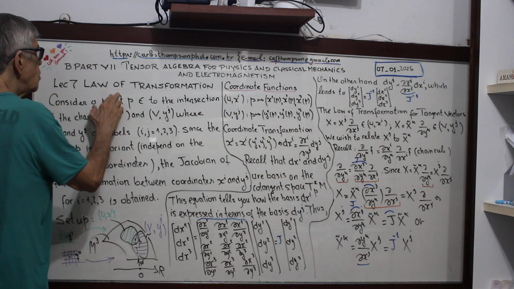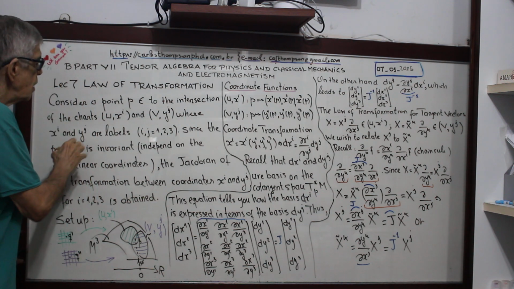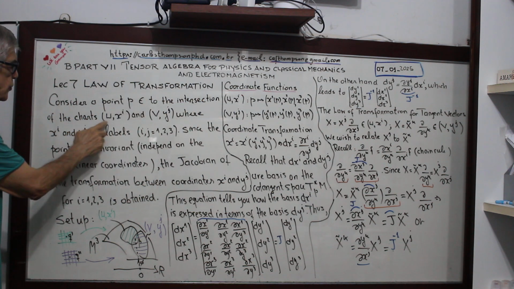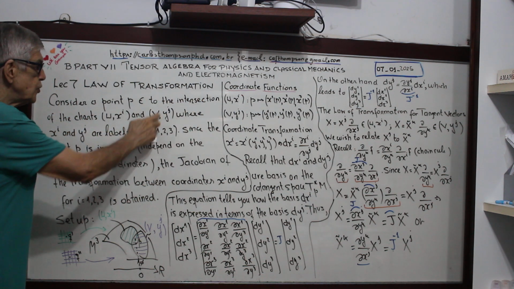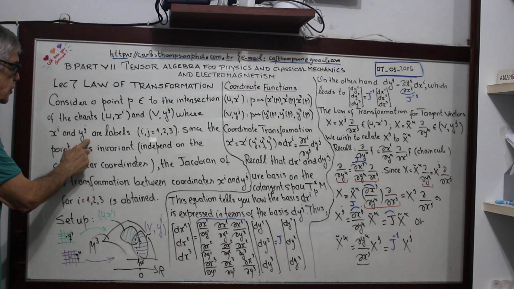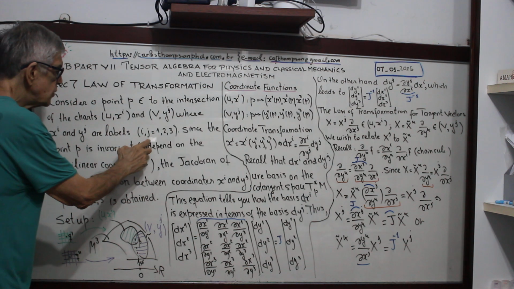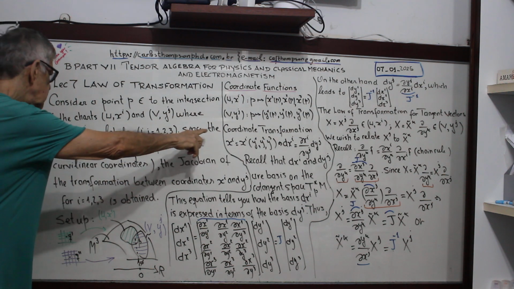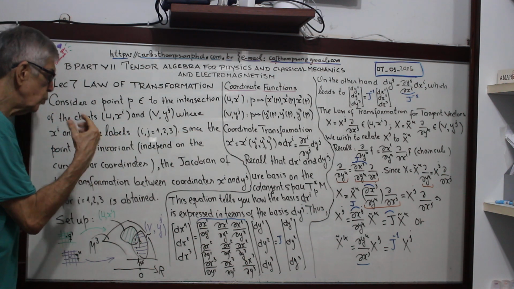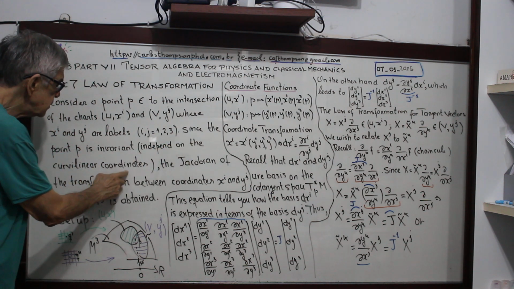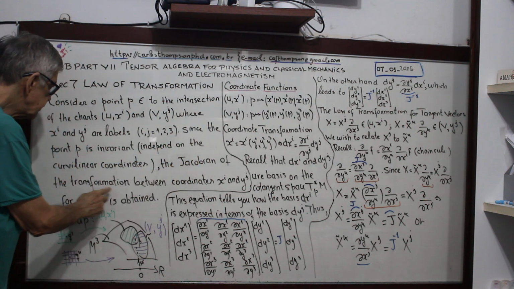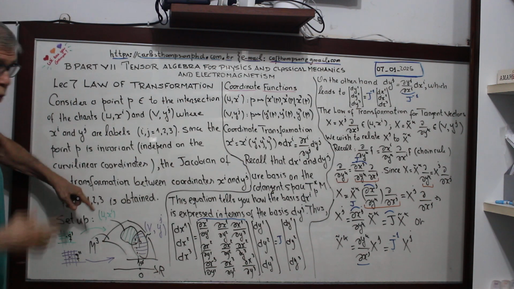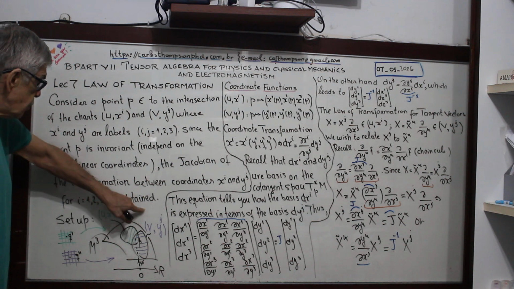Lecture 7, Law of Transformation. Now, consider a point P that belongs to the intersection of the charts U, x^i and V, y^j, where x^i and y^j are labels, okay? i and j equal 1, 2, 3 in this case. Since the point P is invariant, it does not depend on the curvilinear coordinates, and the Jacobian of the transformation between coordinates x^i and y^j for i equals 1, 2, 3 is obtained.